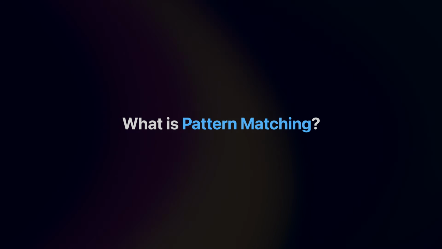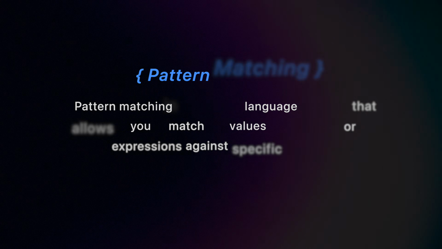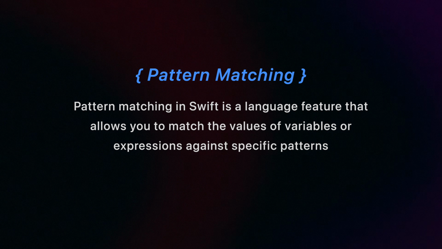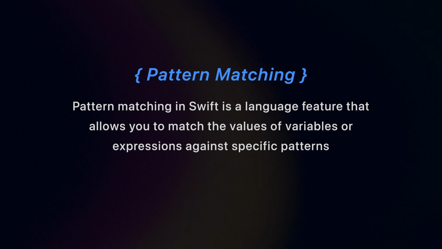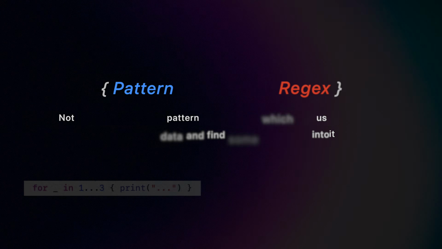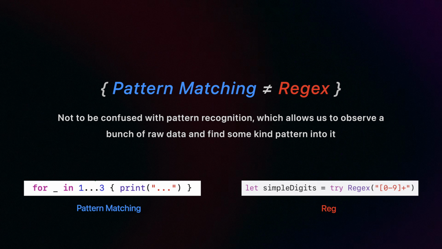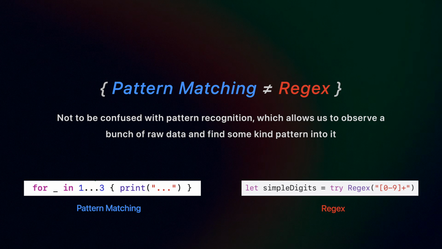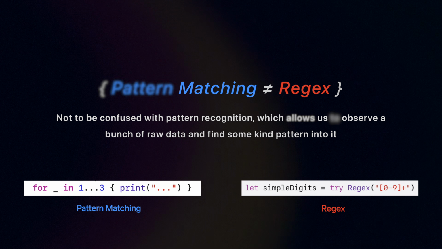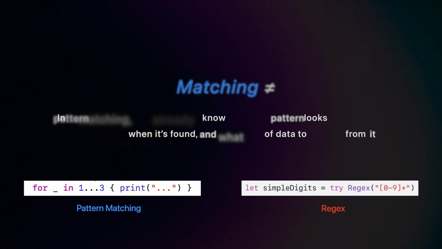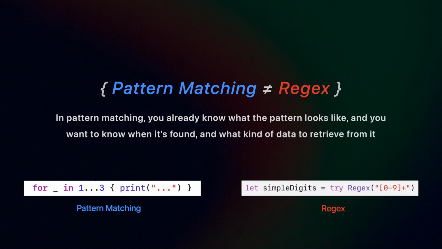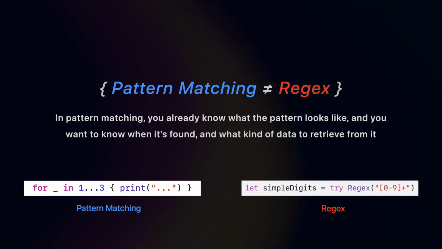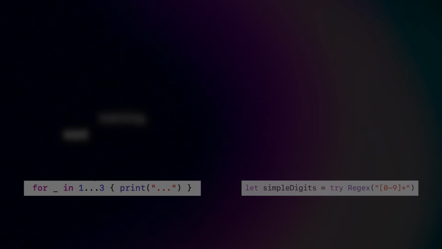What is pattern matching? Pattern matching in Swift is a language feature that allows you to match the values of variables or expressions against specific patterns. Not to be confused with pattern recognition, which allows us to observe a bunch of raw data and find some kind of pattern in it. In pattern matching, you already know what the pattern looks like and you want to know when it's found and what kind of data to retrieve from it.